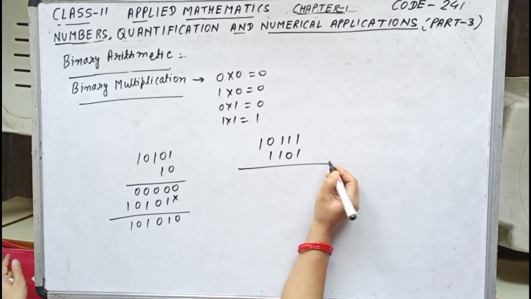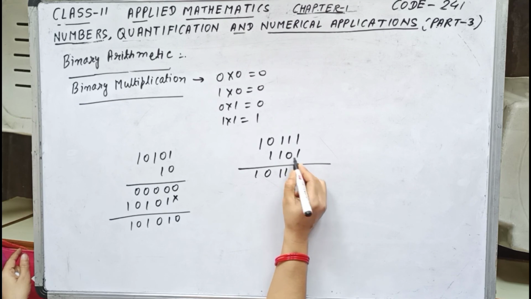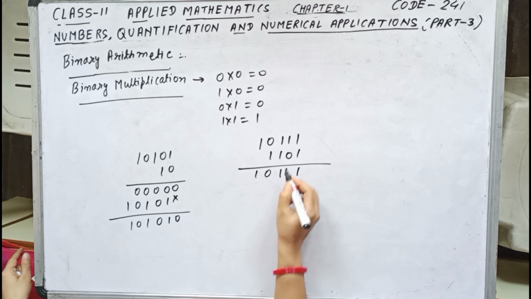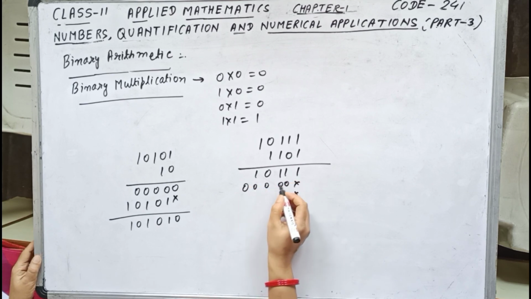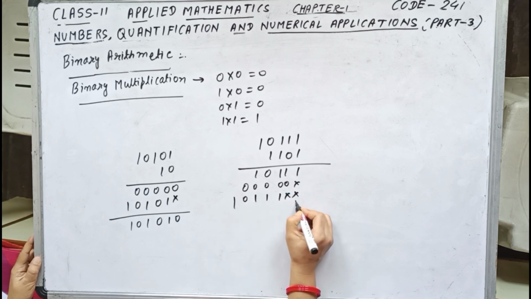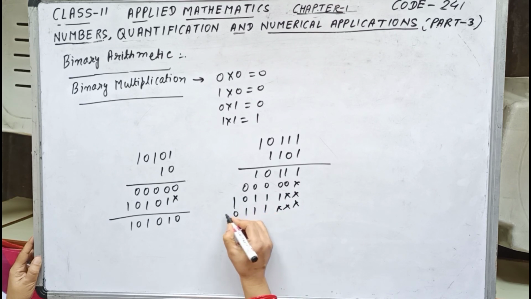This is a big number. So let us first multiply with 1. So same number copied. With 0, 1, 2, 3, 4, 5 zeros. Now with 1, so same number copied, 1, 1, 1 and 0, 1. Again with 1, so 1, 1, 1 and 0, 1.